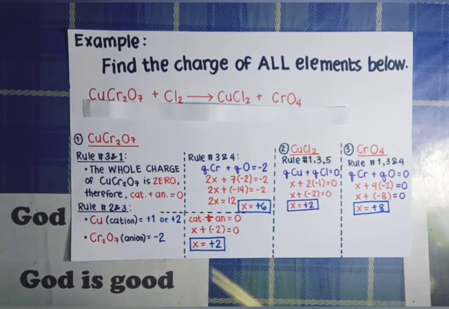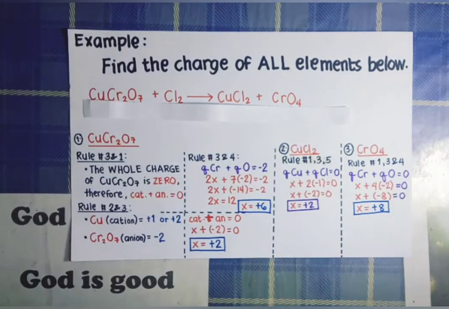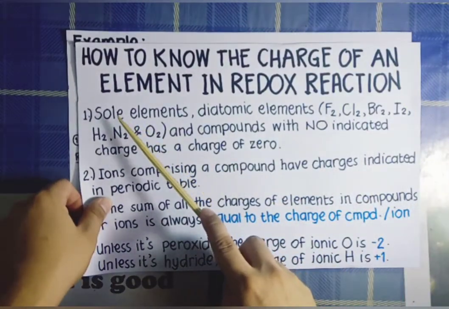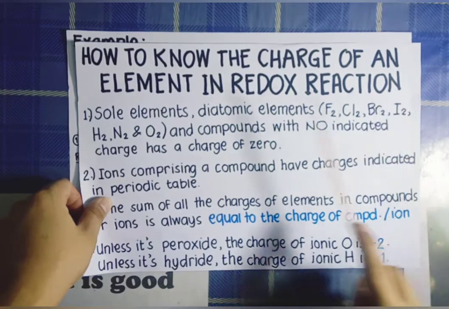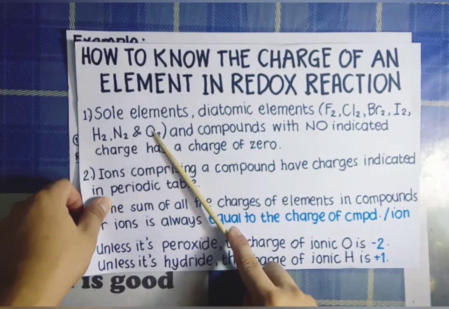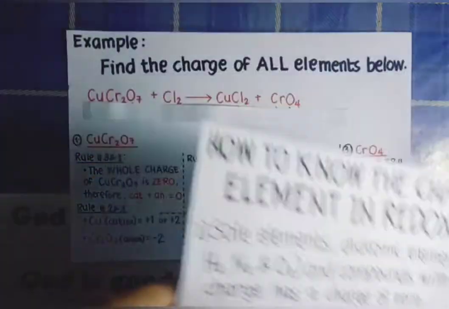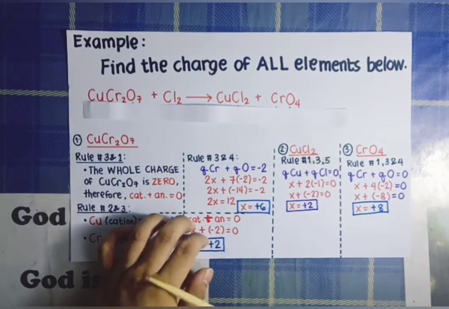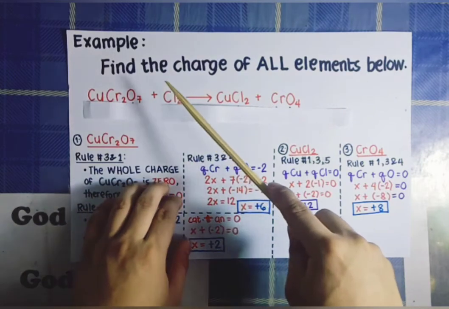Now, for chlorine gas, this one is very easy. We can use rule number 1. Rule number 1 states that sole elements, the atomic elements like chlorine gas, bromine gas, iodine gas, hydrogen gas, nitrogen gas, and oxygen gas, have charges equal to 0. So in this case, chlorine gas is one of the diatomic elements that we have, and therefore its charge is 0.